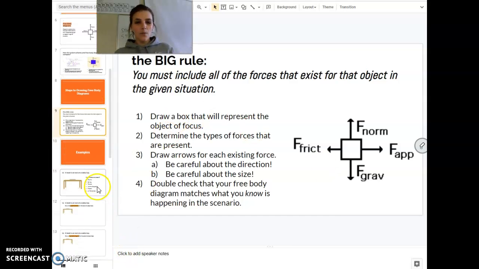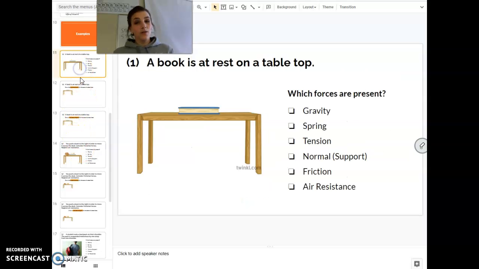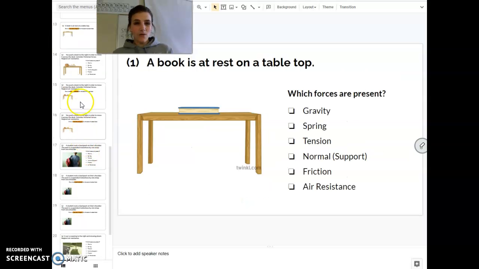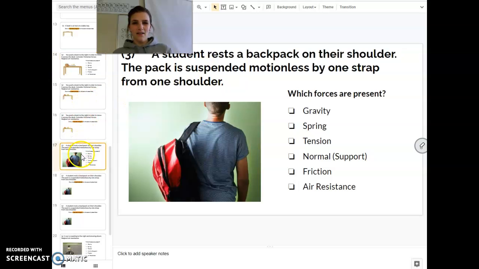Okay. So previously, in the earlier video, I went over this one and I went over this one. So that leaves us with this one. Okay. Scenario number 3: a student rests a backpack on their shoulder. The pack is suspended motionless by one strap from the shoulder. So what forces are present on that backpack?